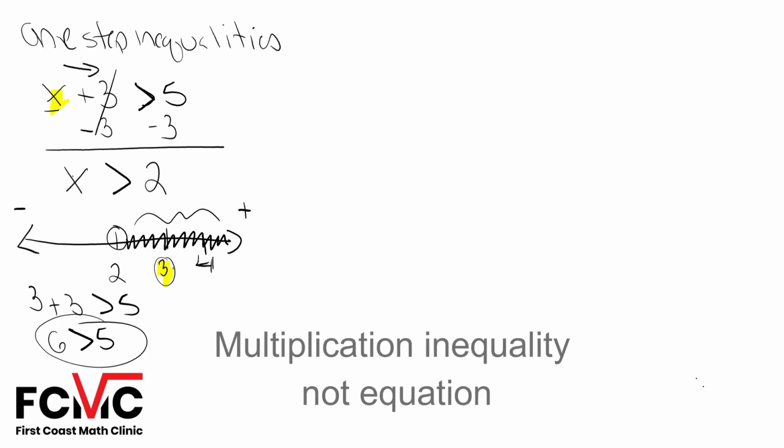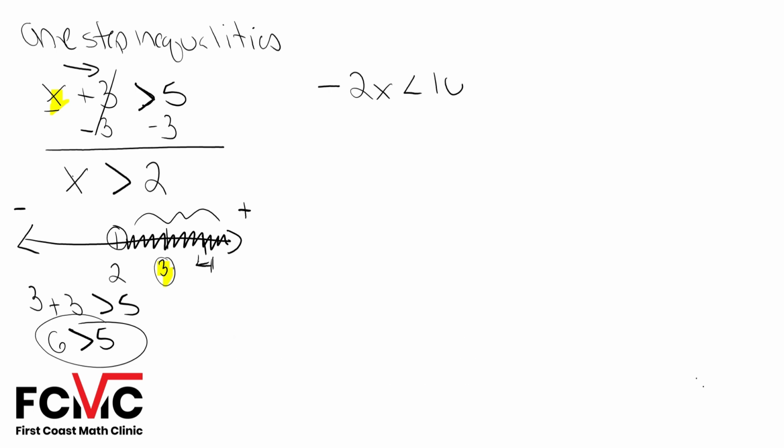Let's do a multiplication equation. So what if we have negative 2x is less than 10? To solve this, we want to get the x by itself, so let's divide by negative 2 and negative 2. Negative 2 and negative 2 cancel out, so we get x on the left side, and 10 divided by negative 2 is going to give us negative 5.